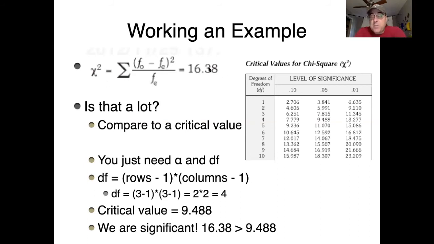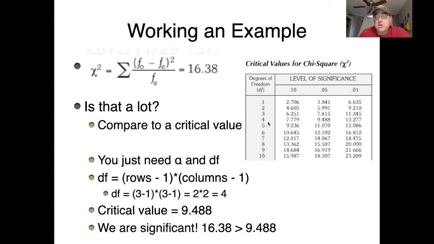But at this point, we still don't know whether 16.38 is a big number or a small number. We have to look it up in a table to see whether that is a statistically significant size for that statistic. And here we go. We've got another table. The critical values for the chi-square statistic at the 0.10, 0.05, and 0.01 levels of significance are all dependent on the degrees of freedom in that chi-square arrangement. So there's a degrees of freedom column here.